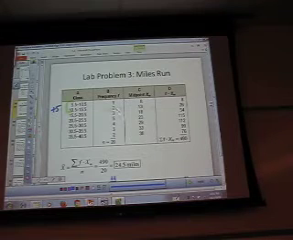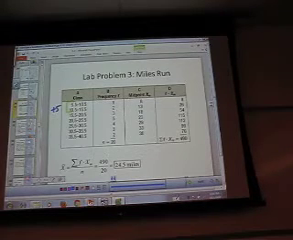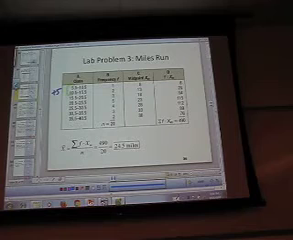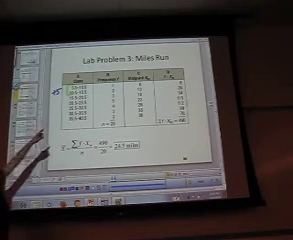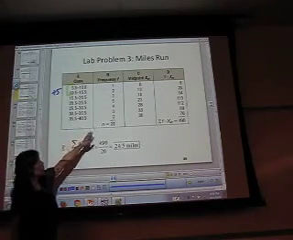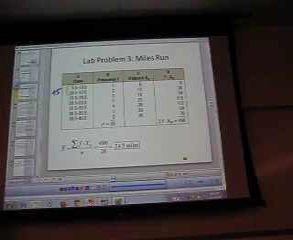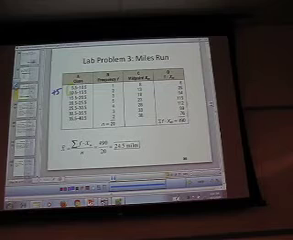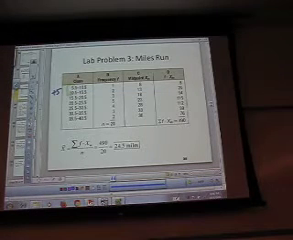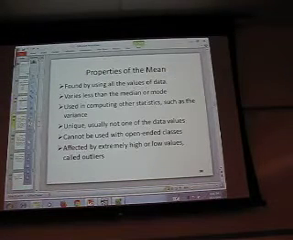And then we multiply each frequency by the midpoint, add them all up, and then divide by how many there are. There are 20 people that were in this survey. 24.5 miles is the average. Well, our best guess is the average. Okay, good. All right. Now, properties of the mean.